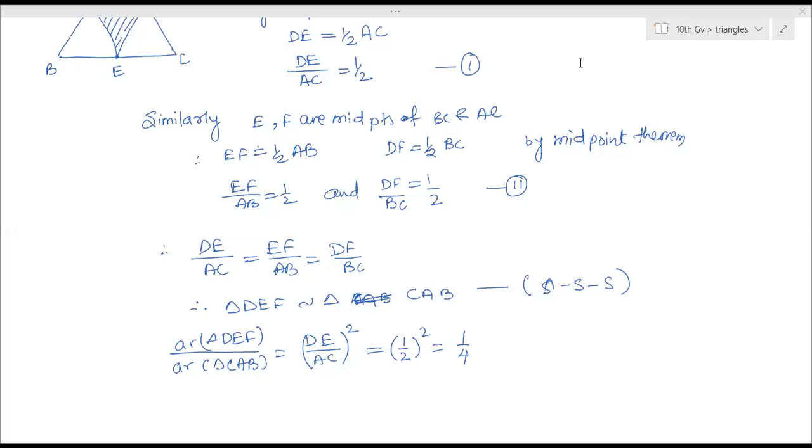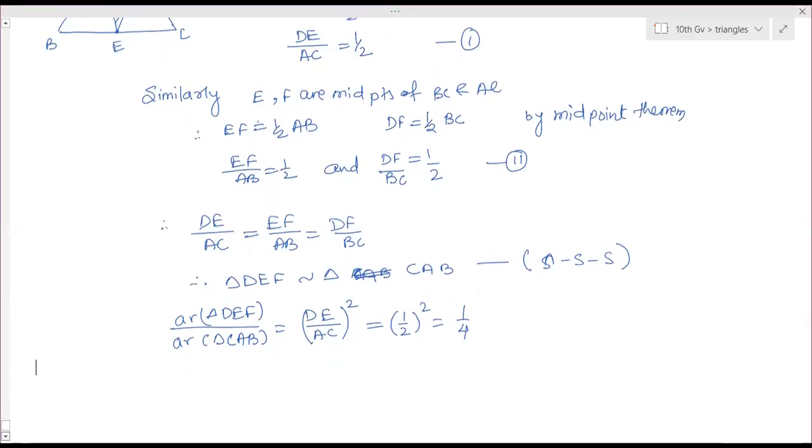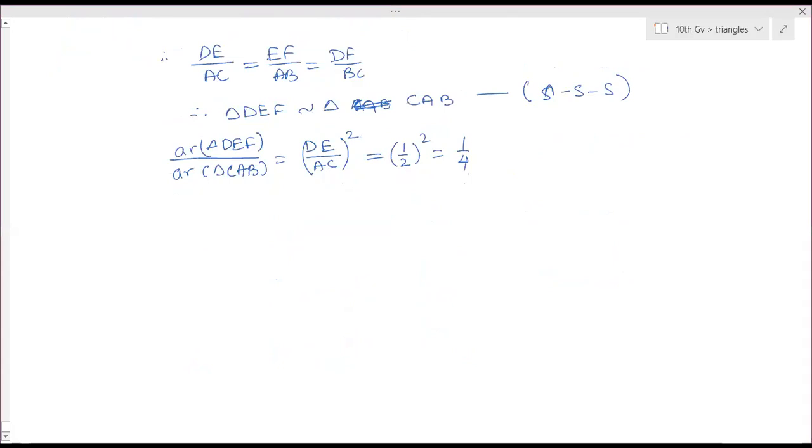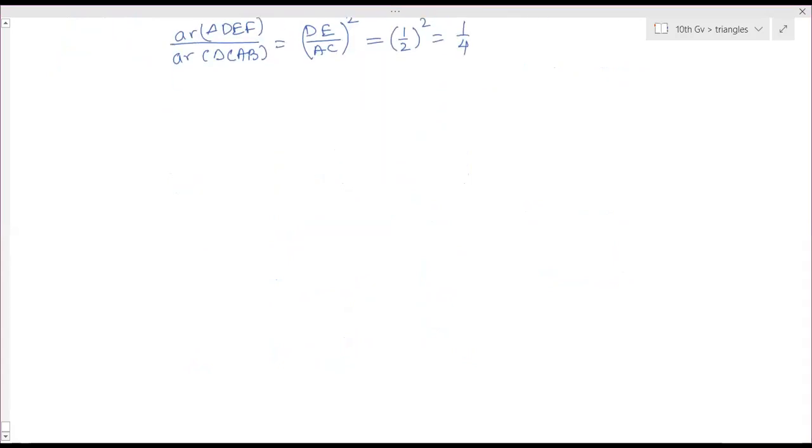Similarity you have to prove between two triangles. Ma'am, I'm not getting how to prove both the triangles are similar. Yeah. One. And prove it.